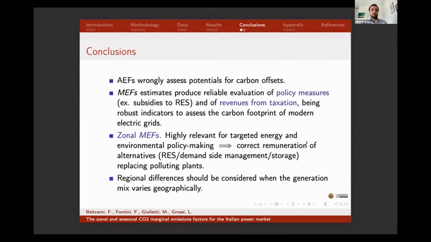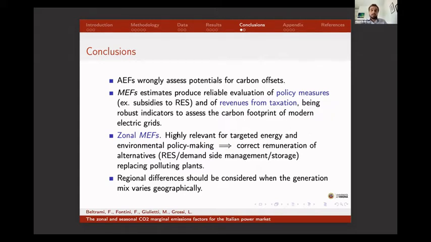So let me wrap up the final conclusions of this analysis. We report that average emission factors wrongly assess the potential for carbon offsets, and that marginal emission factors produce a reliable evaluation of policy measures, because subsidies to RES may be more targeted and depend on the marginal emission factor, which in turn depends on the region being analyzed. And this is true not only for the Italian electricity market, but can be applied in broader terms.